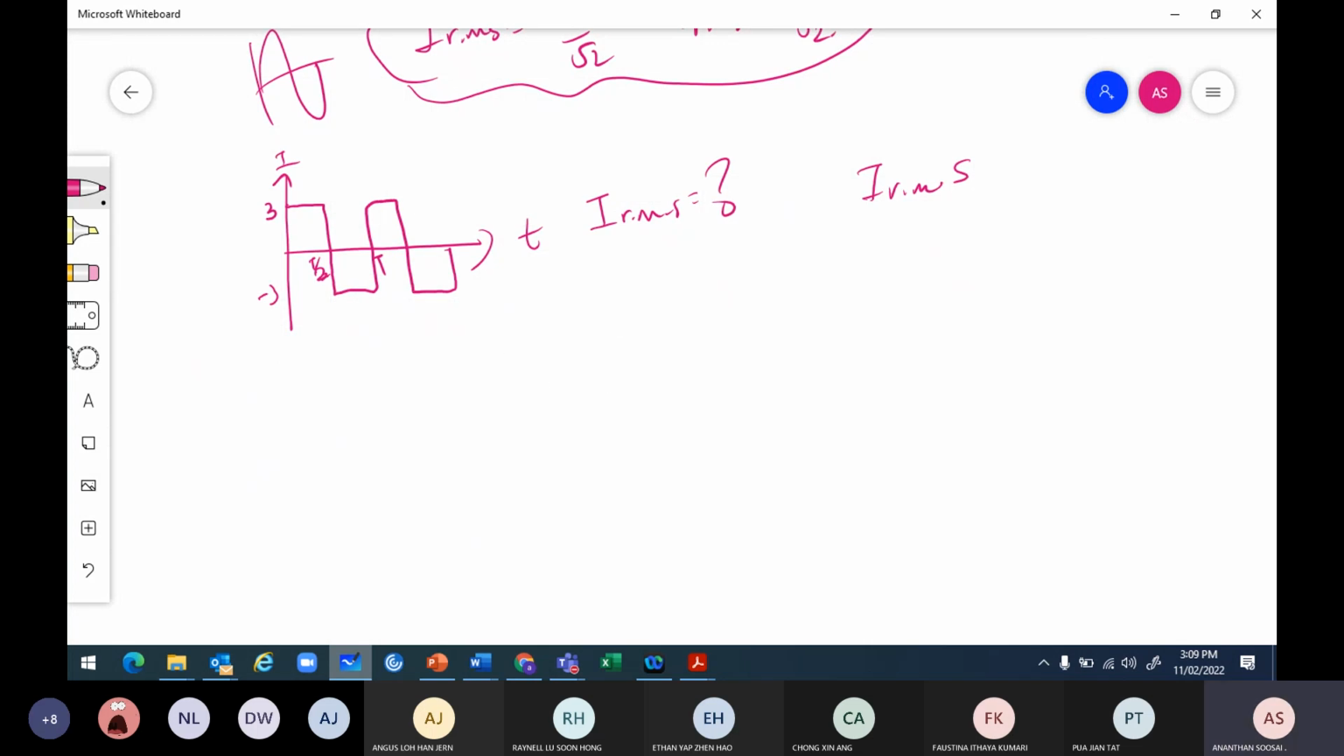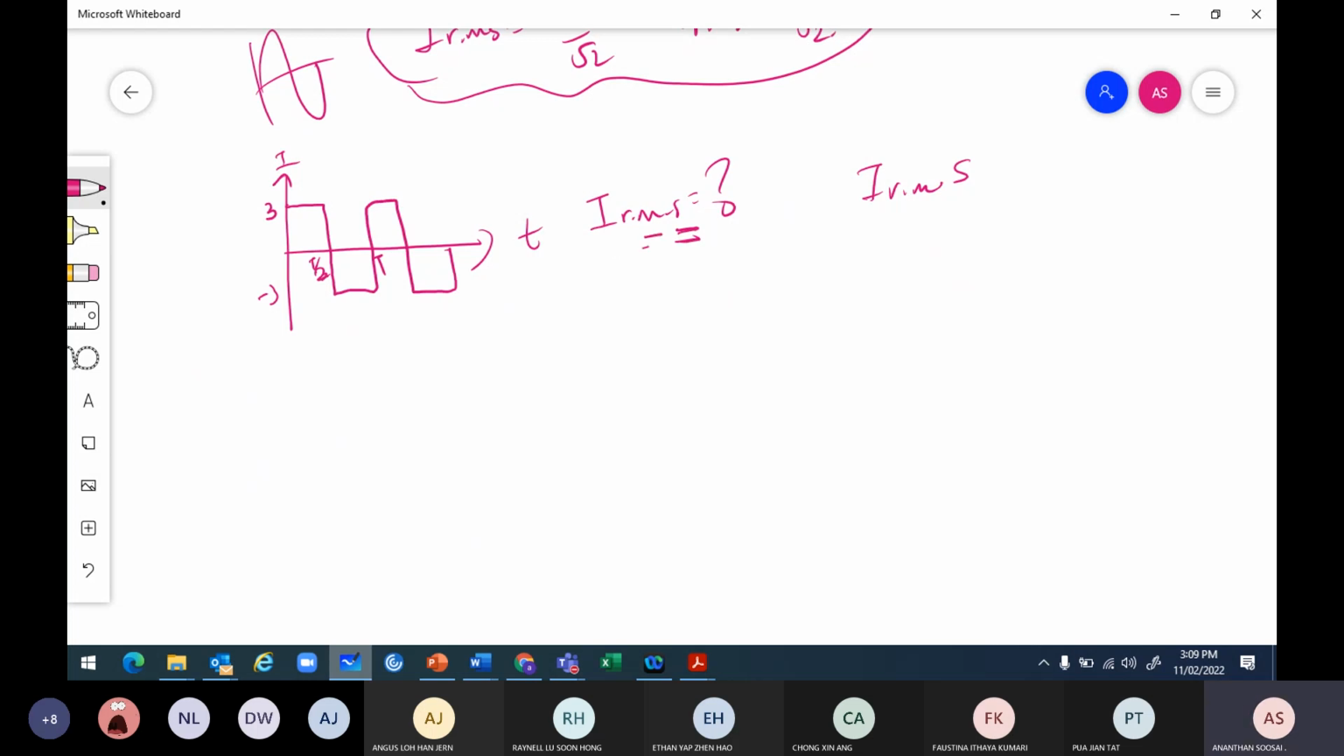So what you have to do is work from behind. Means, you know, RMS is root mean square, right? First, you have to square the graph first. Work from behind. Square the graph first.